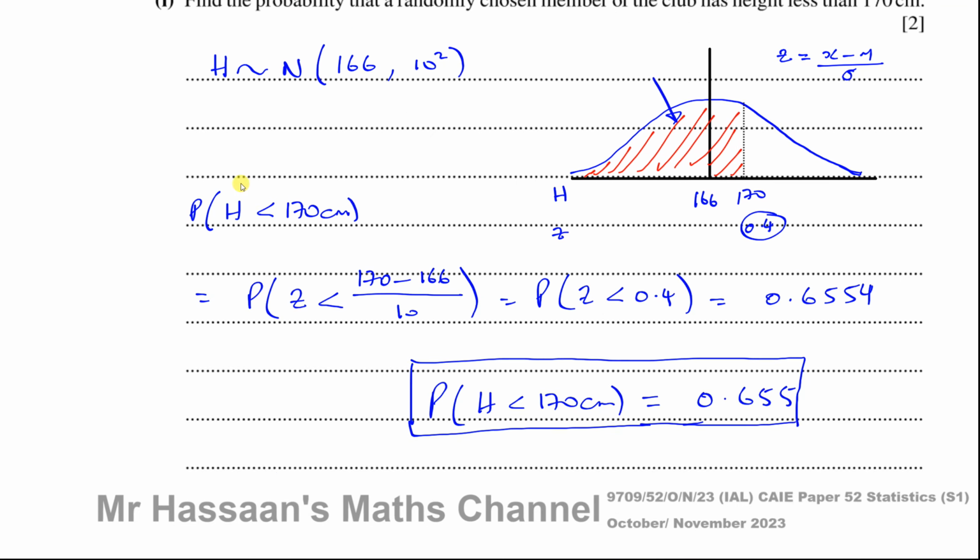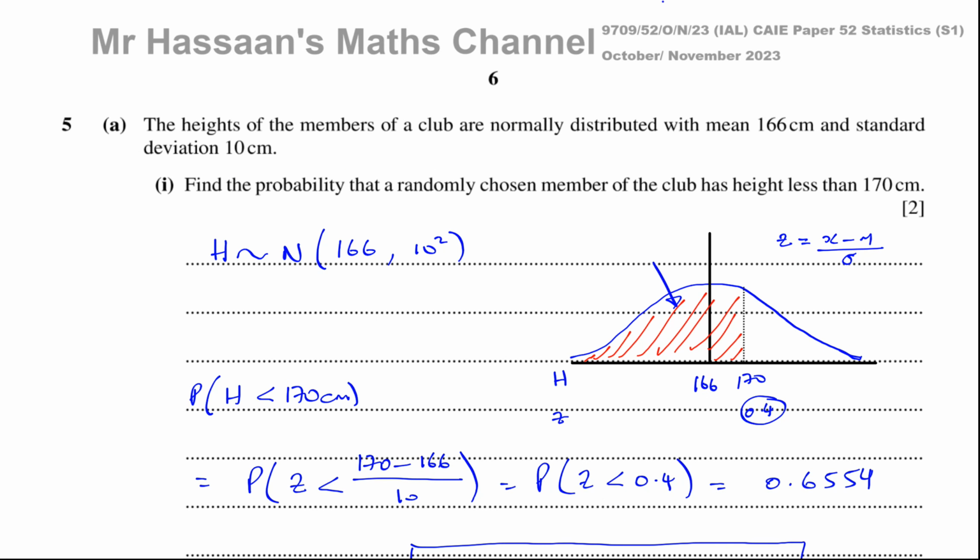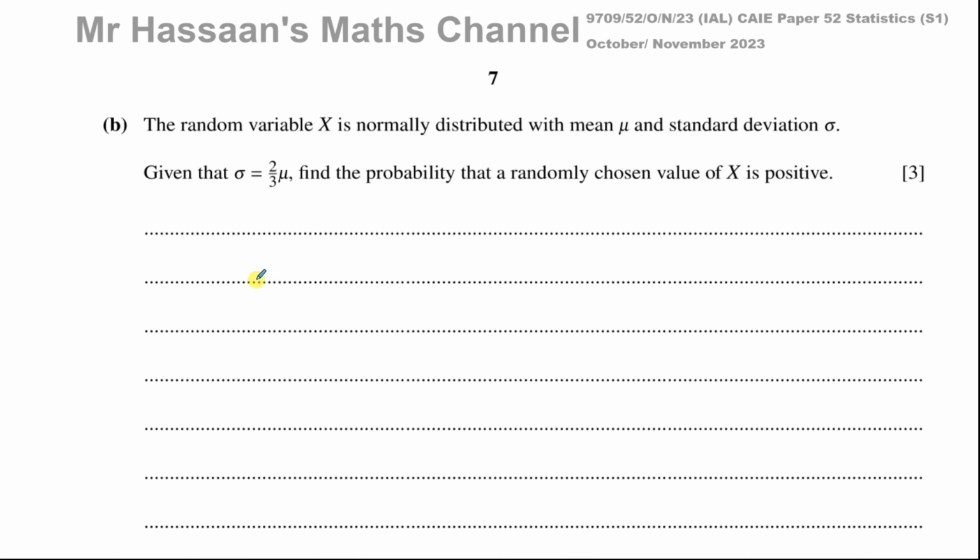And 5 part B is on the next page. So 5 part B, it says a random variable X is such that it's normally distributed with a mean of mu and a standard deviation of sigma. So this is the variance here. And we know that sigma is equal to 2/3 of mu. Okay, so this is not related to part A at all. It's totally separate. And we want to find the probability that the randomly chosen value of X is positive.